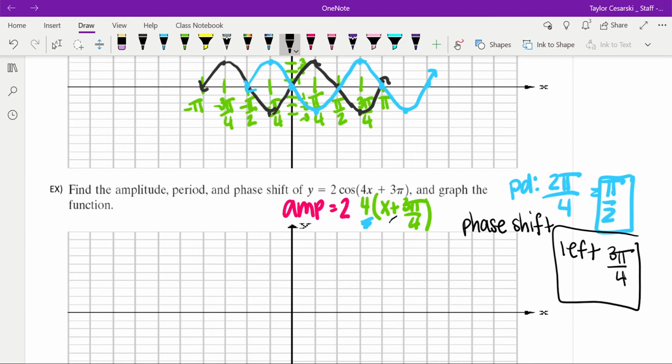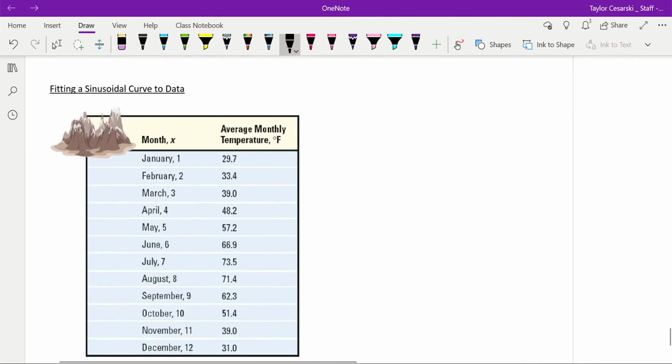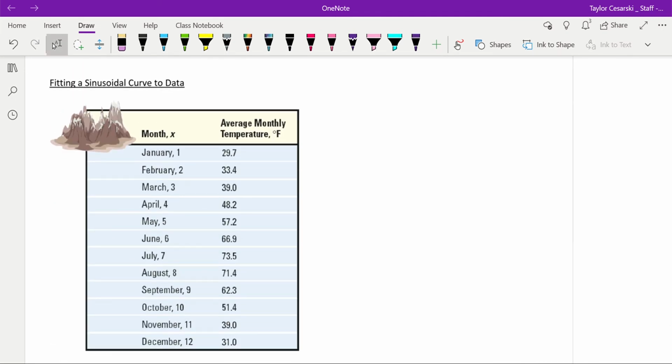Alright, so next page is the regression. Go ahead and pause the video and enter that data set into your L1 and L2. Hopefully you have that data entered into L1 and L2. Now you're fitting a sine curve to this data. So this is going to be L1 and L2. Then you're going to go to Stat, Calc, and you're going to find SinReg, and it's going to be letter C.